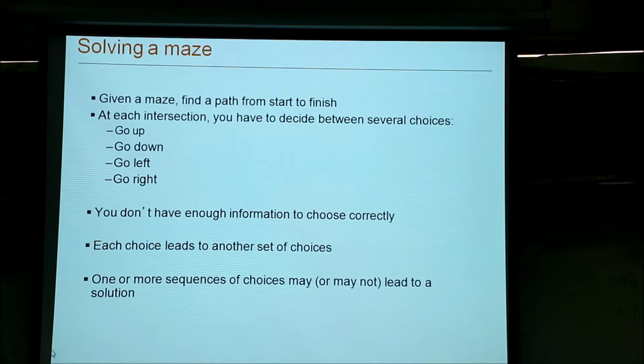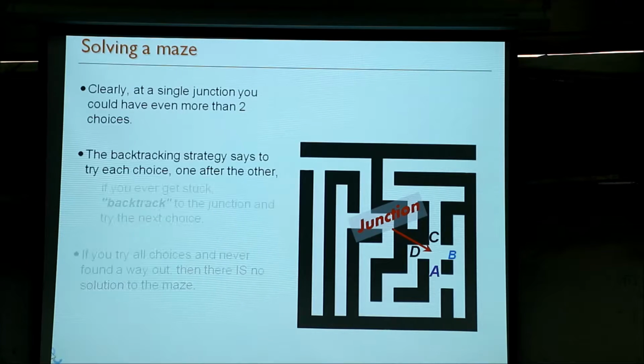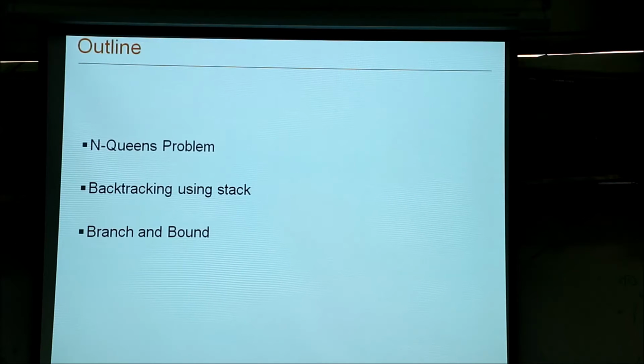And then we had some example problems, which were maze, graph coloring, Brain Vita, and all these things. In this section, I will talk about the n-queens problem first. Then we will show how to use backtracking without recursion using a stack. I think everybody knows the stack data structure, right? And finally, I will give an optimization, which is branch and bound on backtracking.